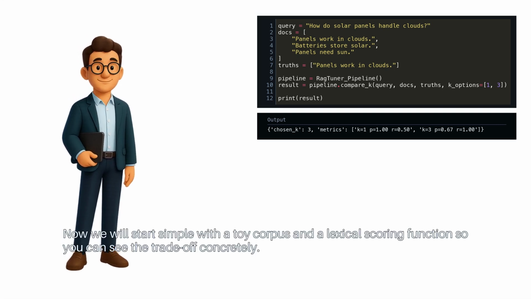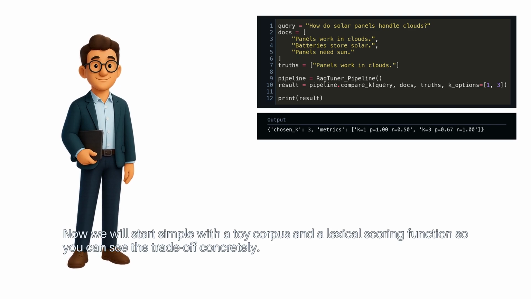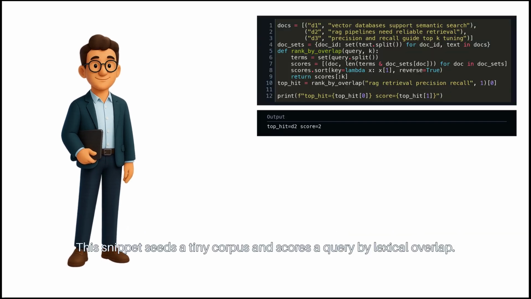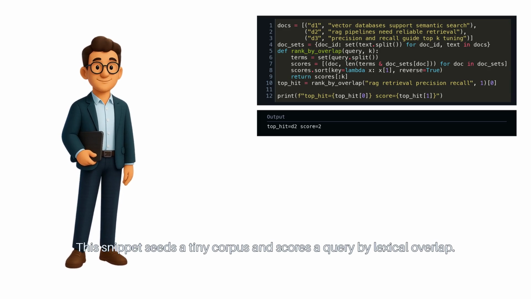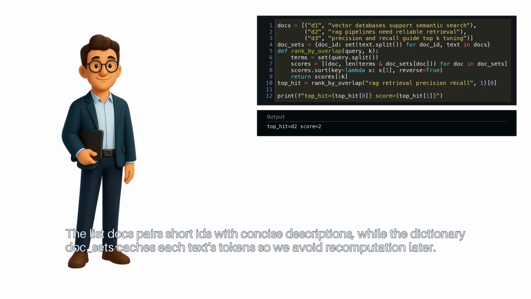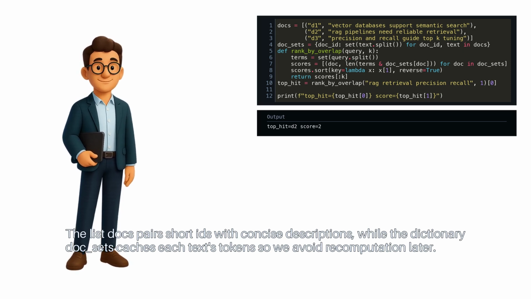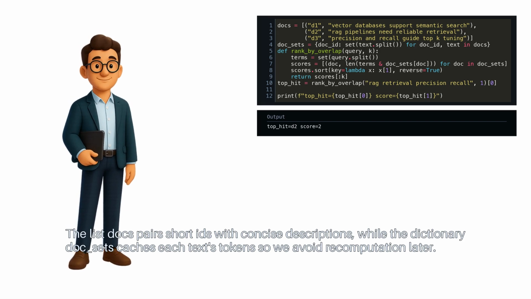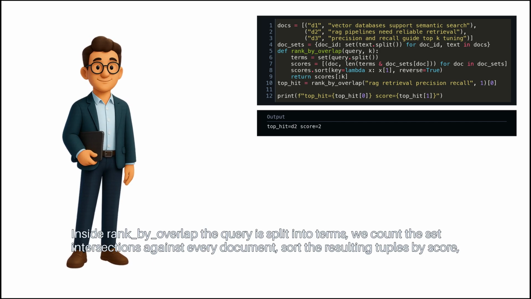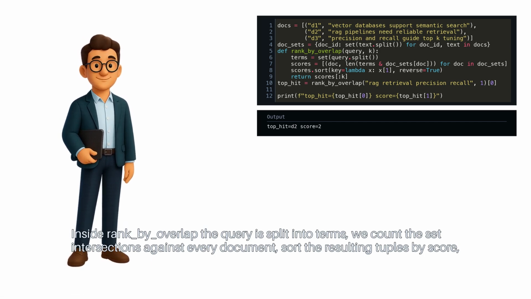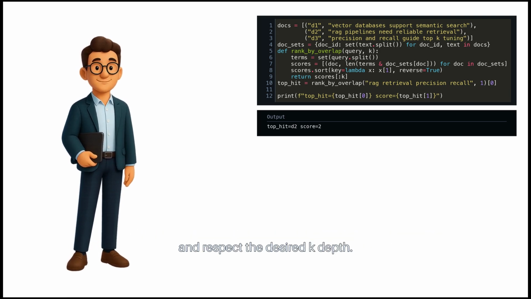Now, we will start simple with a toy corpus and a lexical scoring function so you can see the trade-off concretely. This snippet seeds a tiny corpus and scores a query by lexical overlap. The list docs pairs short IDs with concise descriptions, while the dictionary doc sets caches each text's tokens so we avoid recomputation later. Inside rank by overlap, the query is split into terms. We count the set intersections against every document, sort the resulting tuples by score, and respect the desired K depth.